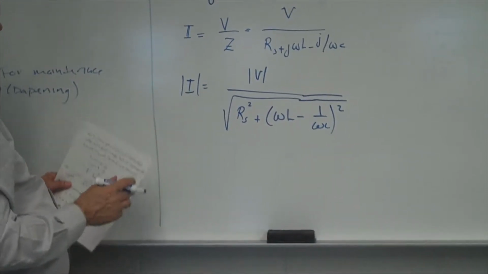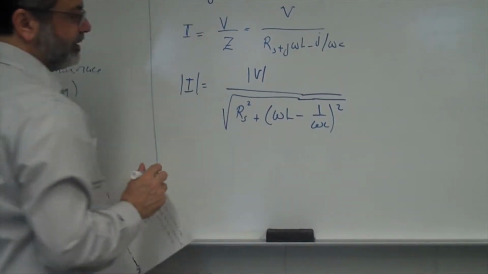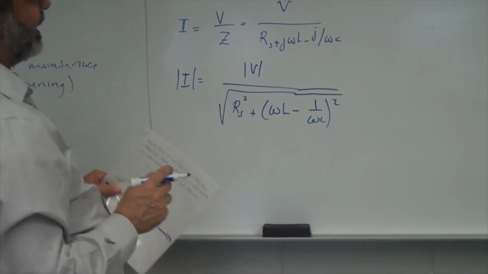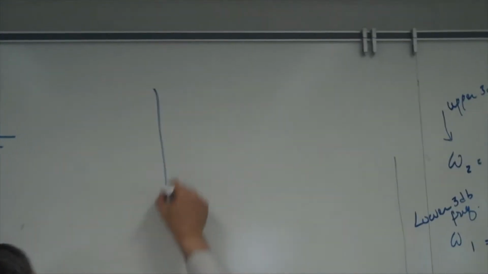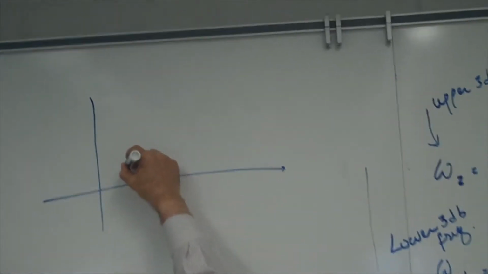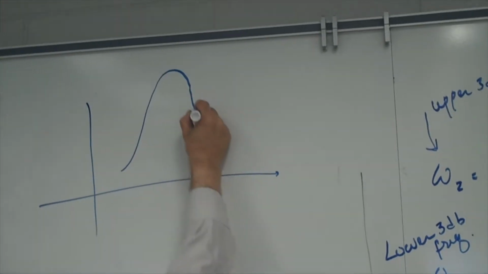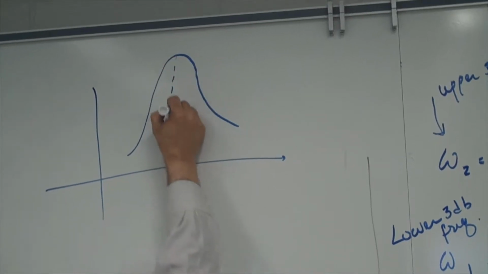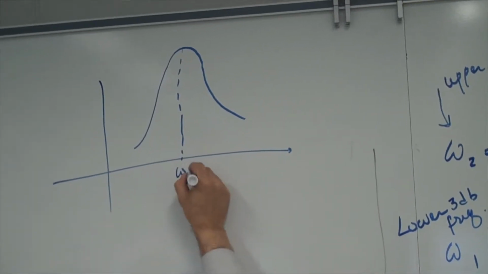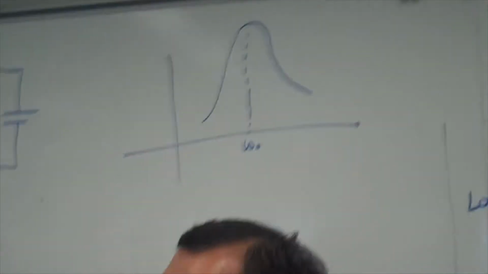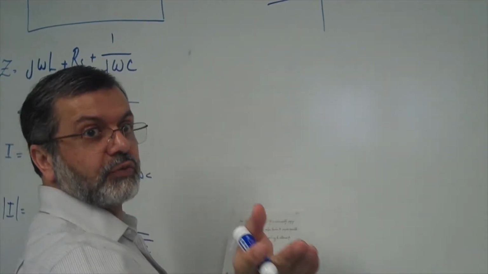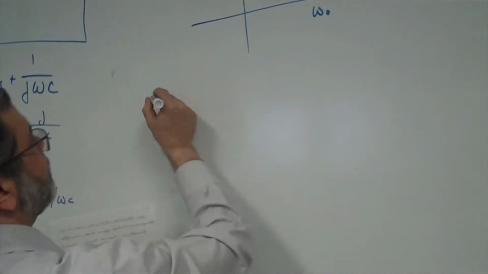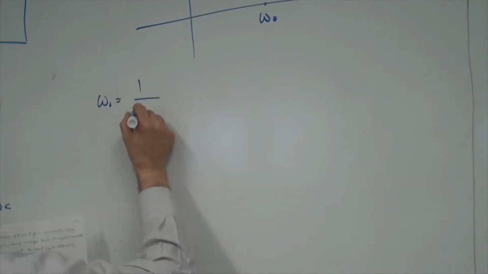Now, I would like to plot this. When we plot the magnitude of this, this is what we end up getting. We're going to get a bell-shaped curve, and in a bell-shaped curve the maximum is at omega naught. Omega naught is the same thing as you've seen before: 1 over the square root of LC.